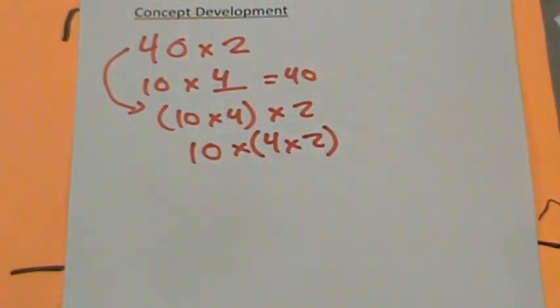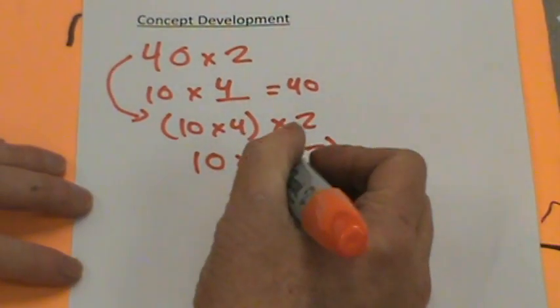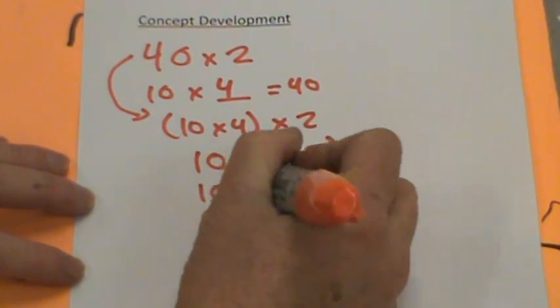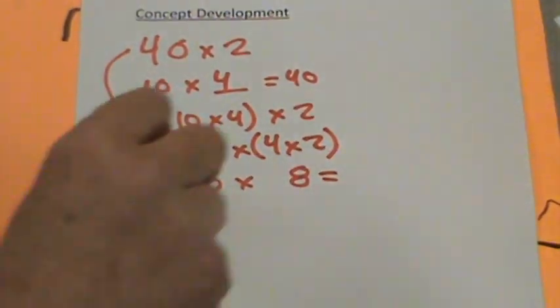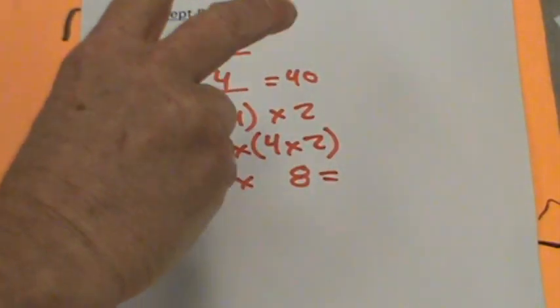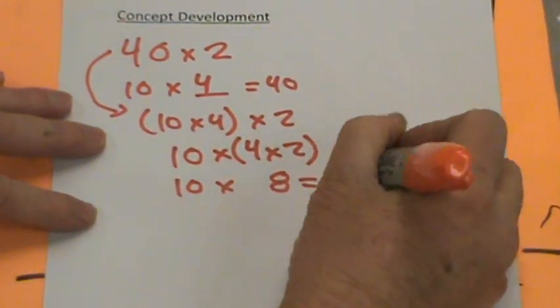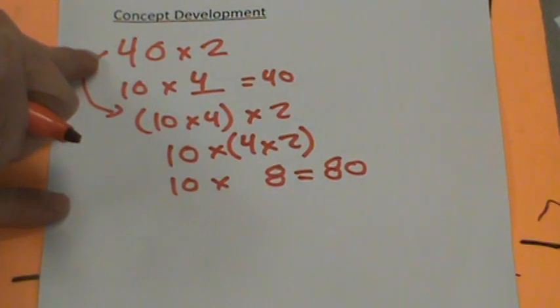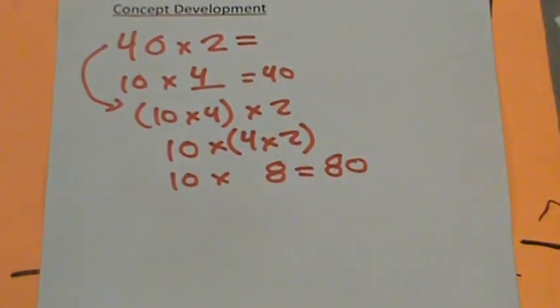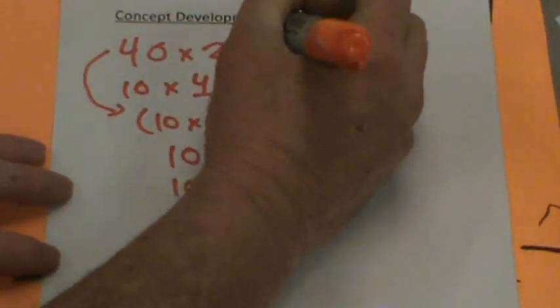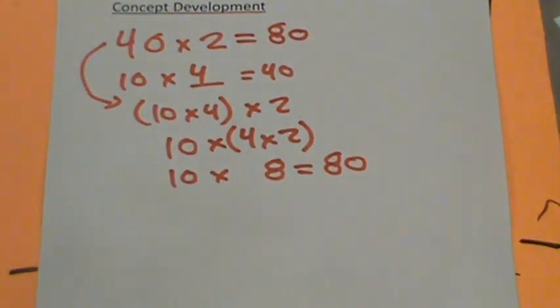And remember, we do the parentheses first. So what is this parentheses? 4 times 2 is 8. And we're left with 10 times 8. Well, we know that would equal 10, 20, 30, 40, 50, 60, 70, 80, right? So our product of 10 times 8 is 80. So this goes all the way back to our original problem. What is the answer to 40 times 2? We just broke it down a little bit using the associative property, so it is 80 as well. A lot of people just do 4 times 2 is 8 and throw on the 0. Okay, that's one way to do it as well.